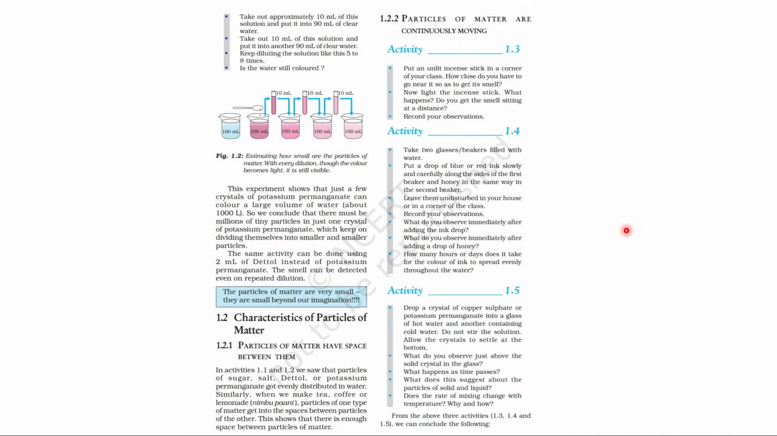Next let's check out how small these particles of matter are. Take 2 to 3 crystals of KMnO4, that is potassium permanganate crystals, and dissolve them in 100 ml of water. In this experiment, just a few crystals of potassium permanganate can color a large volume of water, about 1000 liters. So what can we conclude here? Just one crystal of potassium permanganate keeps on dividing itself into smaller and smaller particles. That means a particle of KMnO4 is very small, and tiny crystals of KMnO4 contain millions of particles which keep on dividing themselves into smaller and smaller particles.